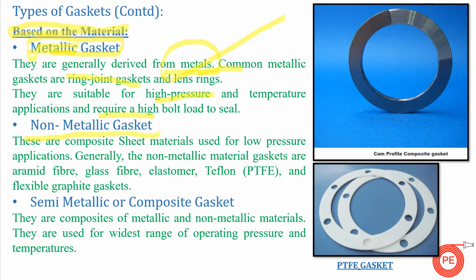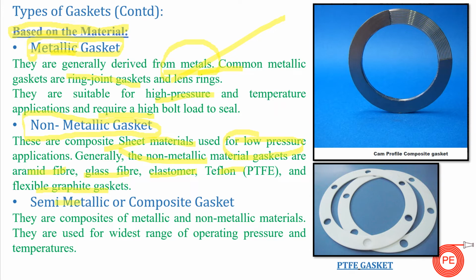Next is your non-metallic gasket. Again, as the name suggests, this type of gasket material is made up of non-metal. These are composite sheet materials which are used for low pressure. As you know, generally non-metals are not capable of taking high pressure and high temperature, so they are used for low pressure applications. Generally non-metallic materials like aramid fiber, glass fiber, elastomer, Teflon and flexible graphite are used to make your non-metallic gasket.